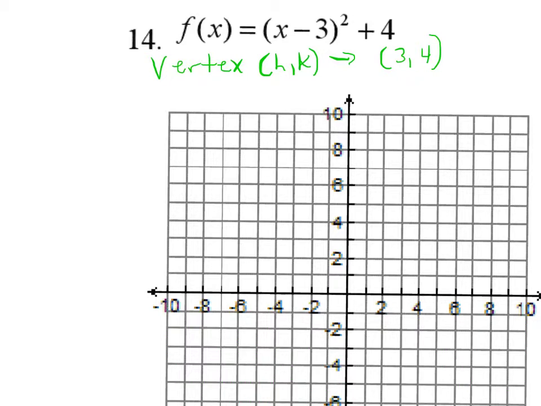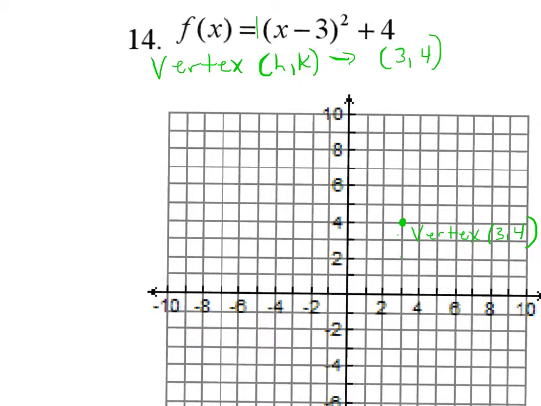So that's why this negative 3 became a positive 3. The first thing I'm going to do is plot my vertex. So I'm going to go from the origin, right 3, and up 1, 2, 3, 4, and I'm going to put my vertex right here. Now, my a value in this case is 1, so this will be a normal width graph.